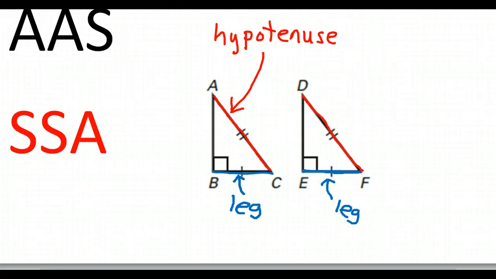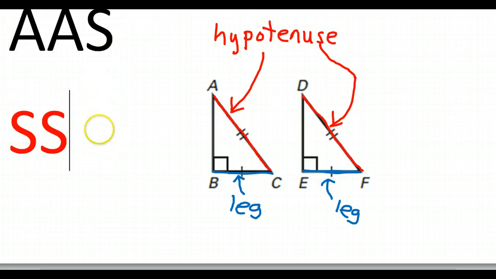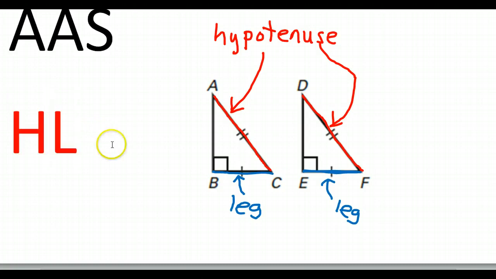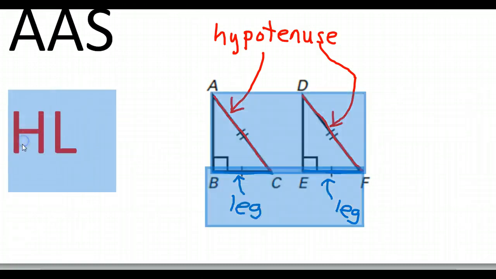Okay, so here I've got a hypotenuse and a hypotenuse, and I've got a leg and a leg. So instead of calling this a side-side-angle, which doesn't usually work except in this special case, what we can do is call it hypotenuse leg, HL, for hypotenuse leg.